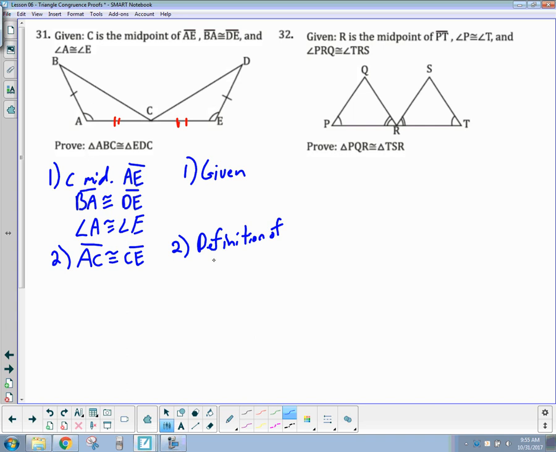3. Well, we have enough information now. Side, angle, side. Side, angle, side. I'm ready to start my proof. So triangle ABC is congruent to triangle EDC because of side, angle, side. Side, angle, side. Yep, holds true. That one's done.